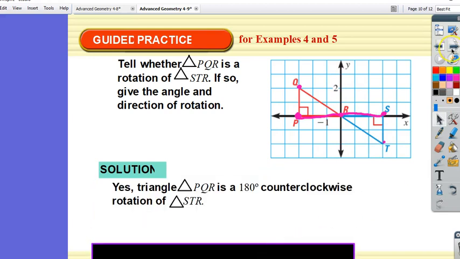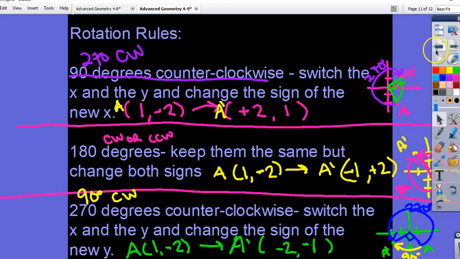Okay, and it can be counterclockwise or clockwise. It doesn't matter because 180 goes both ways. And those are your rules.